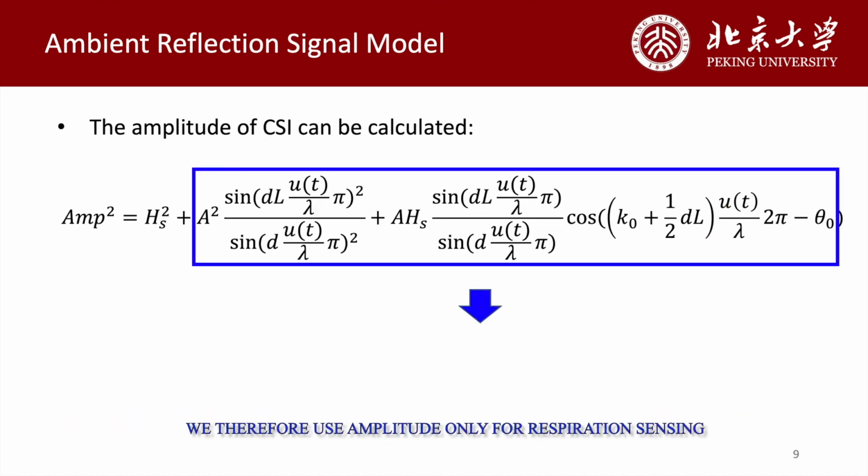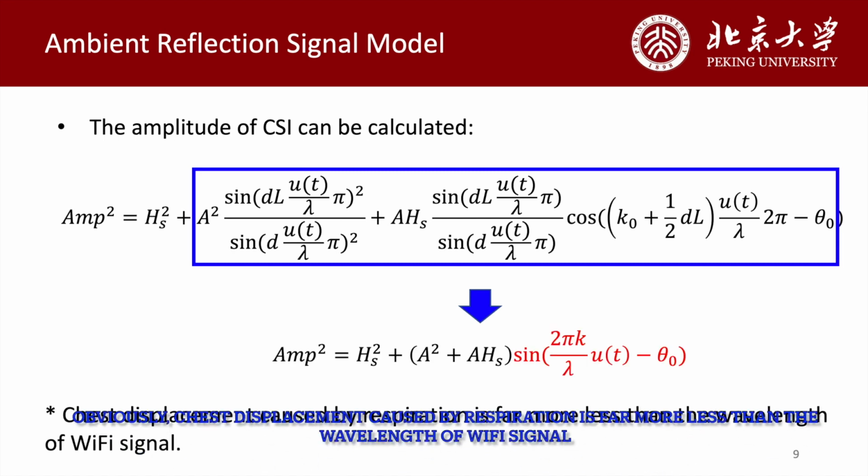We therefore use amplitude only for respiration sensing. Obviously, chest displacement caused by respiration is far less than the wavelength of the Wi-Fi signal. Thus, the peaks or valleys of all trigonometric functions are all related to breathing in and out.